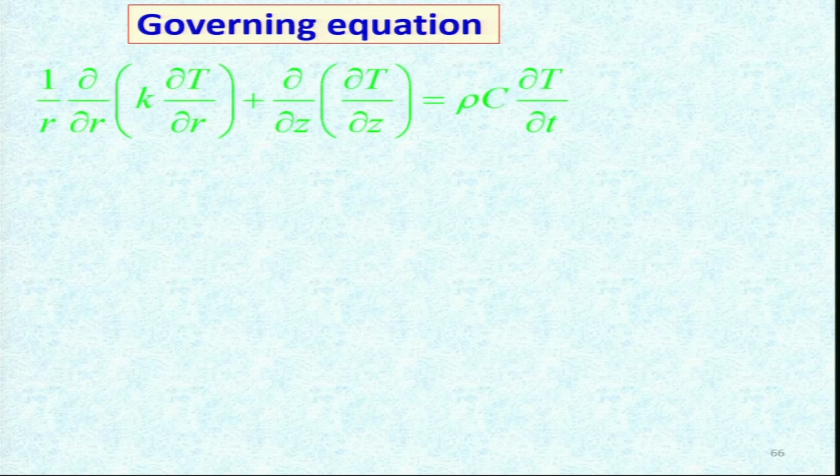Governing equation. This is the governing equation which is used for developing this particular model: 1 over r, del over del r of (k r del T over del r), plus del over del z of (k del T over del z), is equal to rho C multiplied by del T over del t. This simply means that 2D is being considered, r as well as z.